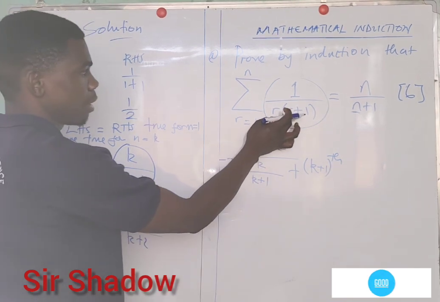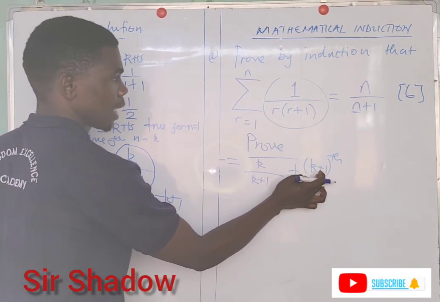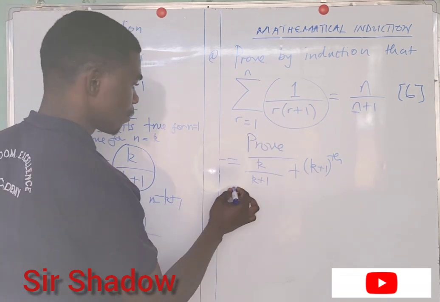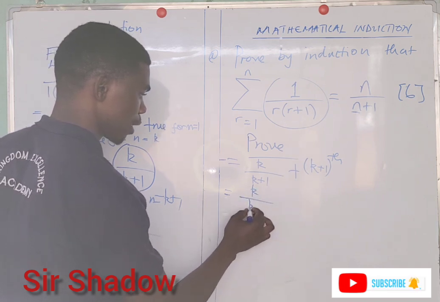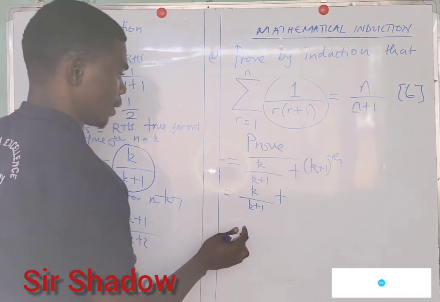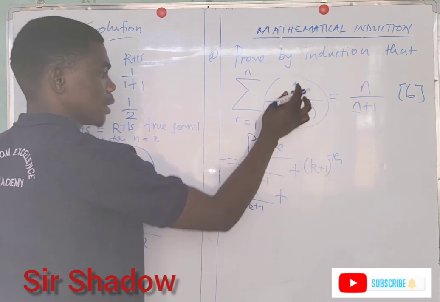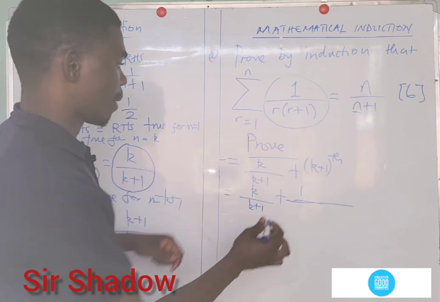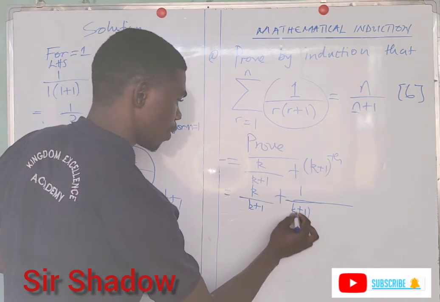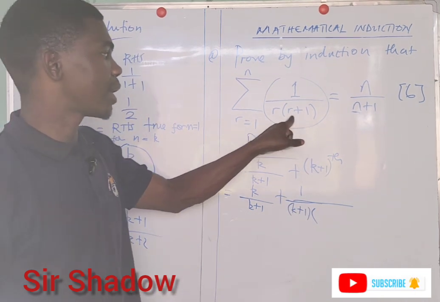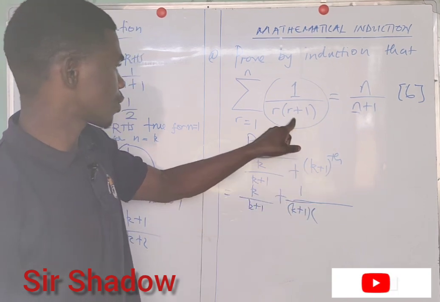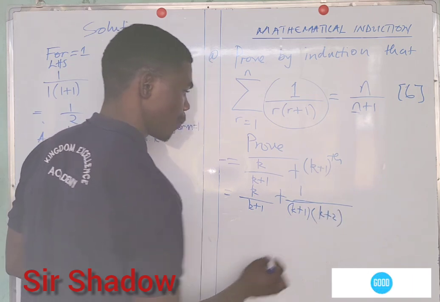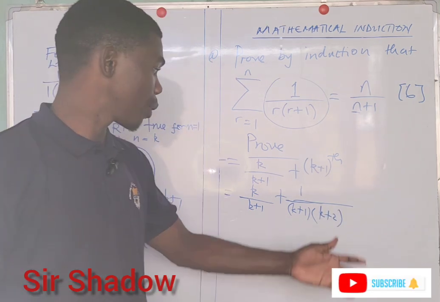Remember, for the k plus 1 term, each and every value of r is k plus 1. So this is equal to k over k plus 1 plus 1 over, but r is k plus 1, so k plus 1. Then r plus 1, but r is equal to k plus 1, so k plus 1 plus 1 becomes k plus 2. So here we go, now we are on this stage.